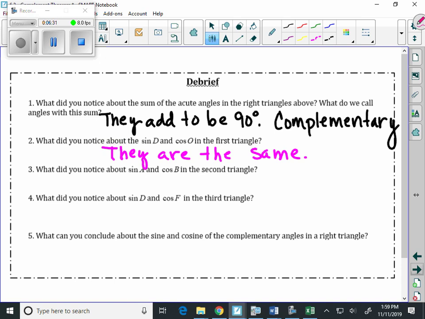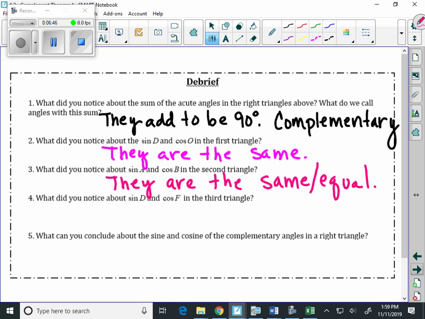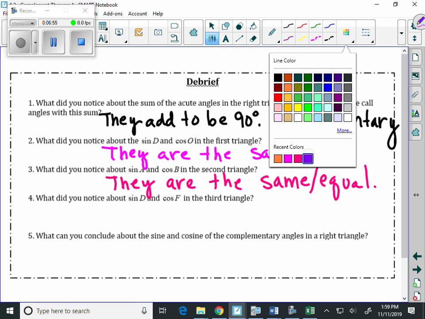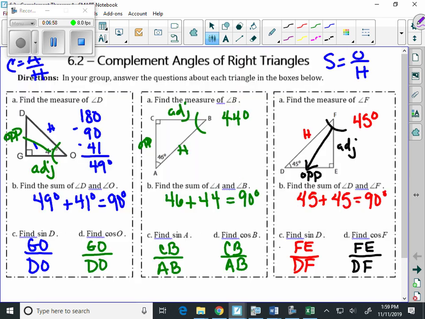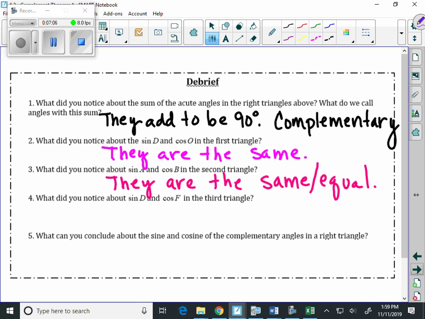What did we notice about sine of A and cosine of B in the second triangle? They are the same. And somebody said equal. And if we look at the third triangle, what we still see for angle D, the sine of D and the cosine of F, we ended up with FE divided by DF in both of those situations. They are the same.